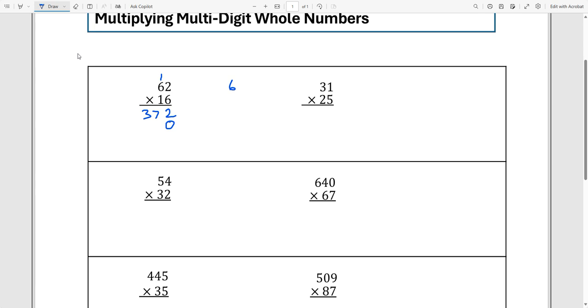And now we'll just simply multiply 1 times 62. 1 times 2, we don't need this anymore, so we'll cross that out. 1 times 62 is 62. Well, 1 times 2 is 2, and 1 times 6 is 6. And now we'll just add both of those. So what we see here is 10 times 62 is 620. And then we'll add these up, and 2 plus 0 is 2, 7 plus 2 is 9, and 3 plus 6 is 9. And we end up with a final answer of 992.